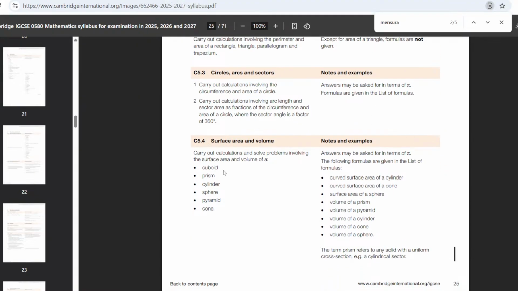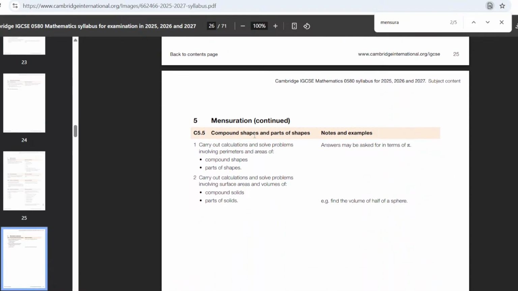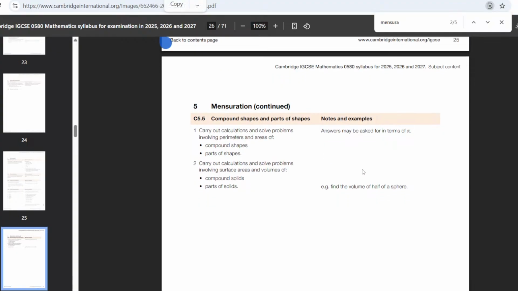Obviously surface area and volume, again, they might get you to do it in pi if it's a cylinder, cone or a sphere. Now here's a list of the formulas they do give you though, so it'd probably be quite good for you to know which ones you don't need to memorize. I'm sure if you Google Cambridge IGCSE maths formula sheet, it will come up, so you can see which ones you don't need. And then compound shapes, that's where you've got two shapes stuck together, maybe like an L shape, and you just have to break it back up into the different shapes that you can recognize.